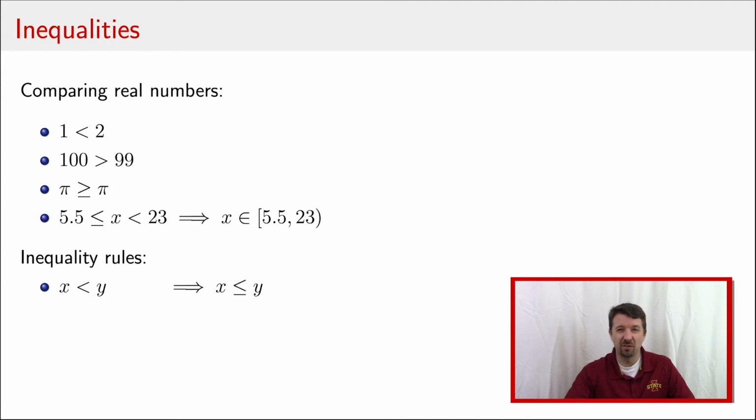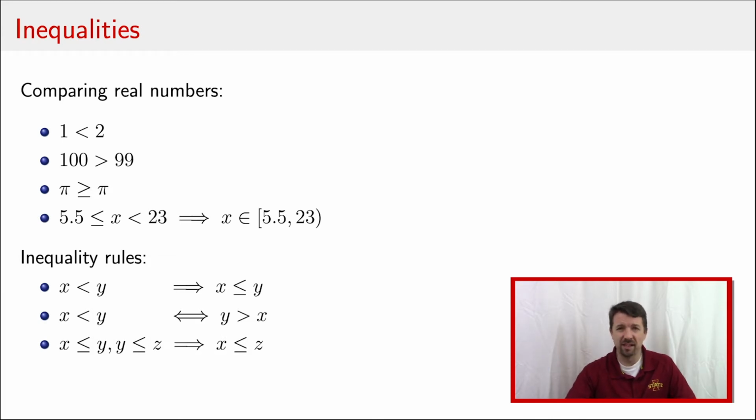All right, so you also should be familiar with some inequality rules. Here's an example: x is less than y implies that x is less than or equal to y. Here's another one: x is less than y implies that y is greater than x. But it also is true that y being greater than x implies that x is less than y. So here we have a similar arrow symbol, but now it goes in both directions, and this is typically referred to as if and only if. So x is less than y if and only if y is greater than x.